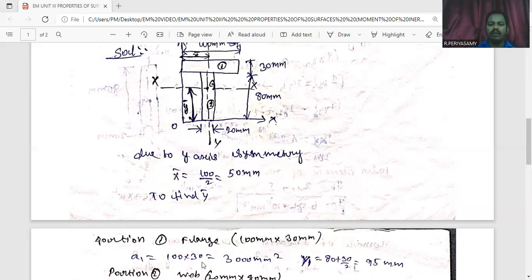So we know the formula for the area of a rectangle, length into breadth. The length is 100, the breadth is 30. So 100 into 30 is the area of the rectangle, denoted as A1. So A1 is equal to 3000 mm square.